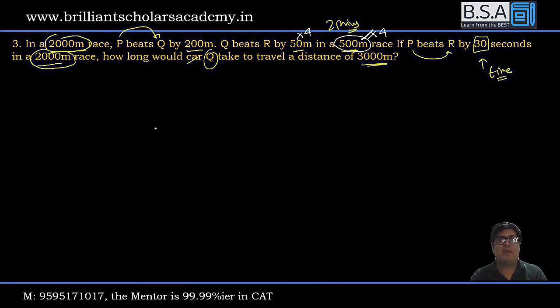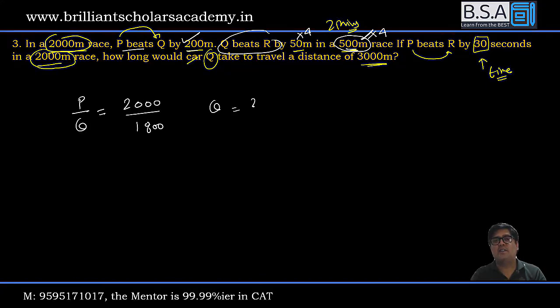Let us observe. P beats Q by 200. That means P upon Q, the distance ratio would be 2000 upon 1800. Now Q and R: Q covers 2000 and R loses by 200 meters, so R travels 1800.